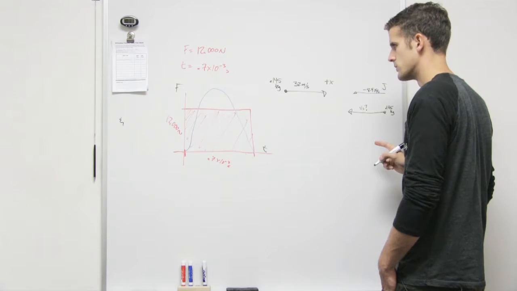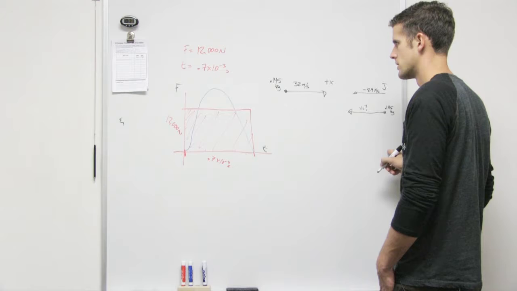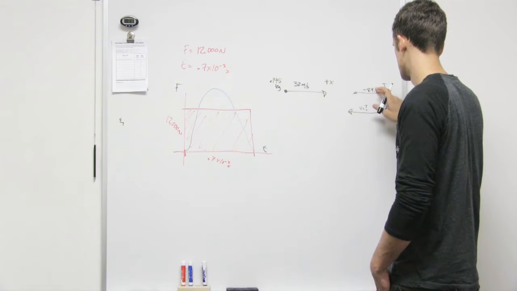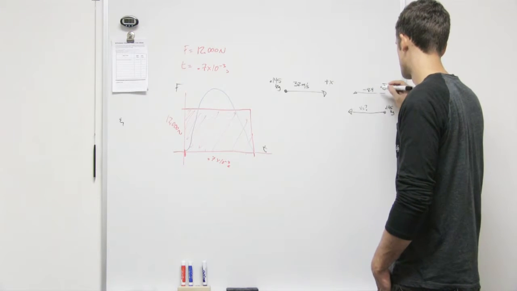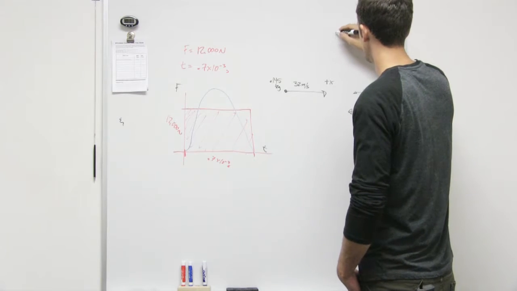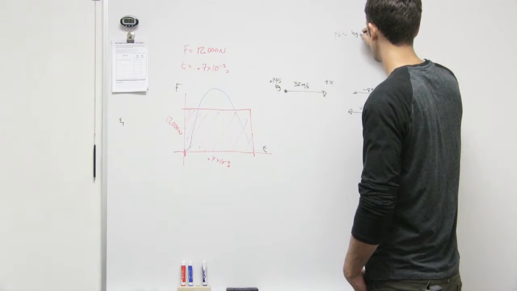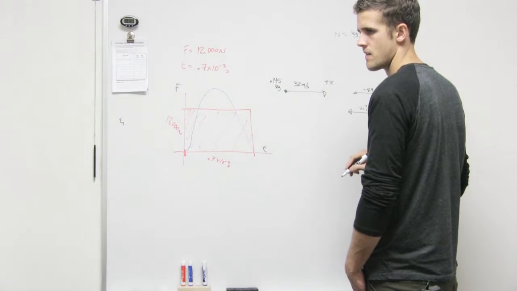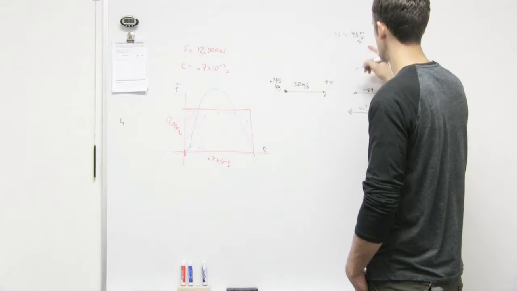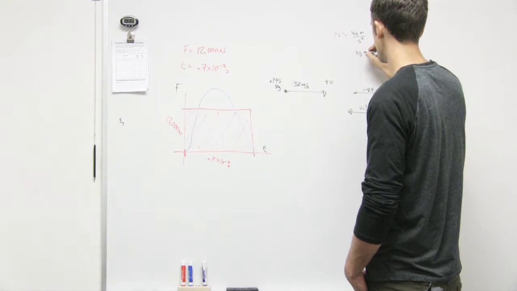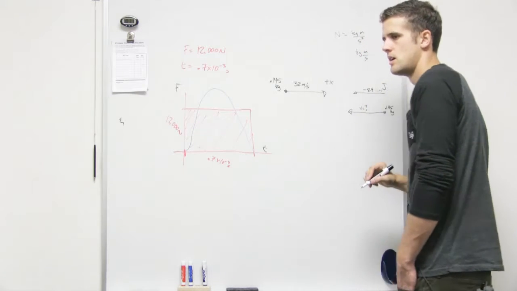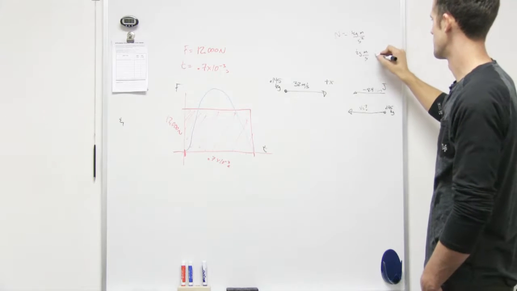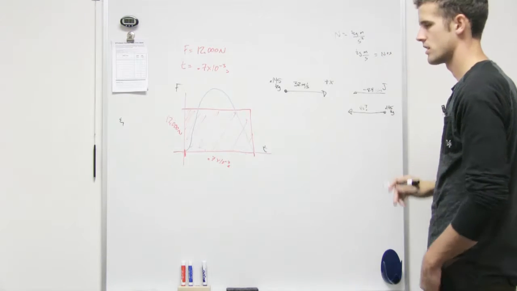That's newton-seconds. A newton is kilogram meters per second squared. So everything we do in impulse is just kilogram meters per second, which is equal to a newton times second.